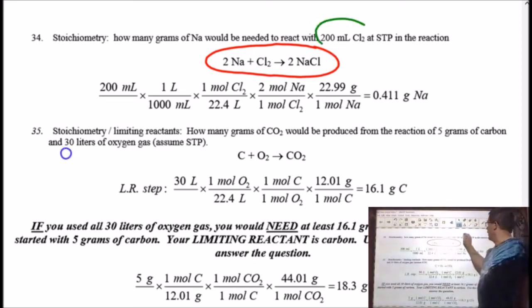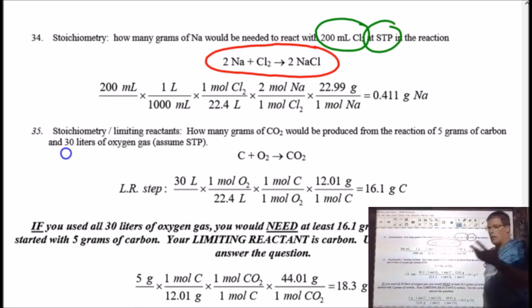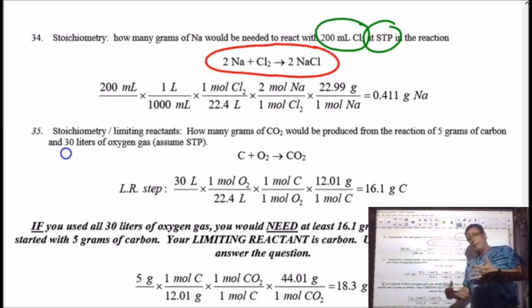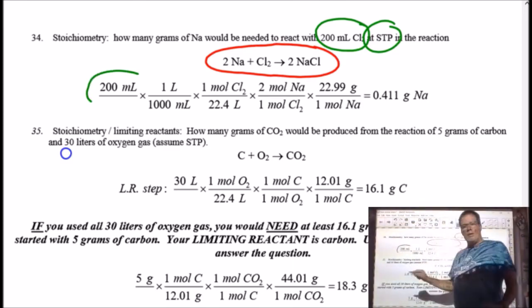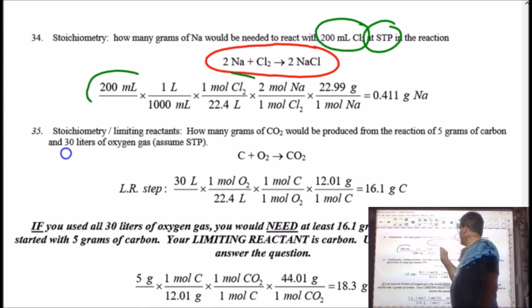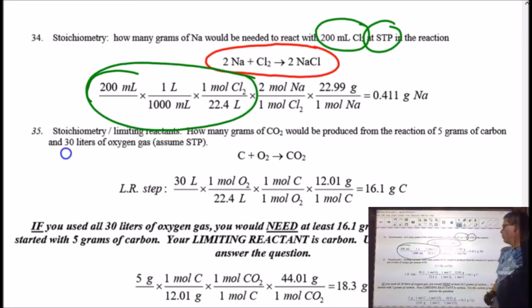So I need to take this 200 milliliters of chlorine at STP, so I have my volume, I have my temperature, I have my pressure. Also, I know that if I'm at STP, 1 mole of any gas has a volume of 22.4 liters. So I want to take my volume and change it into liters and then use the conversion. Everything that you see here, that's step two.